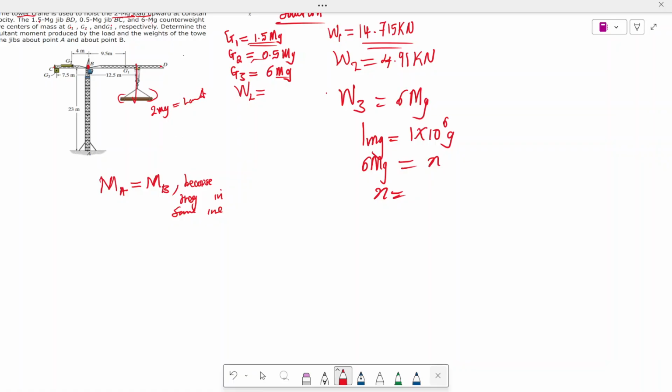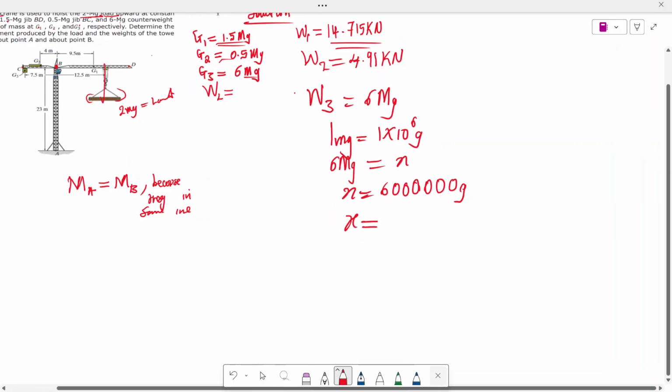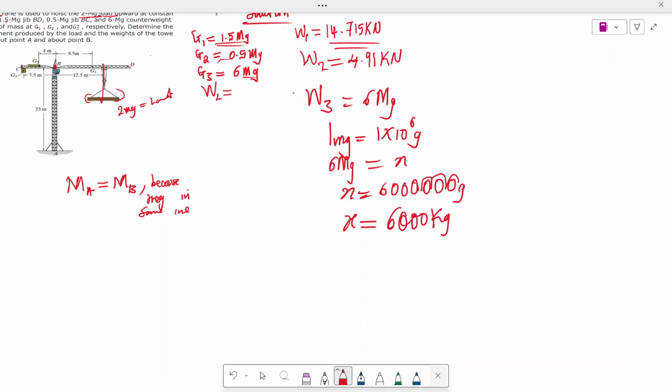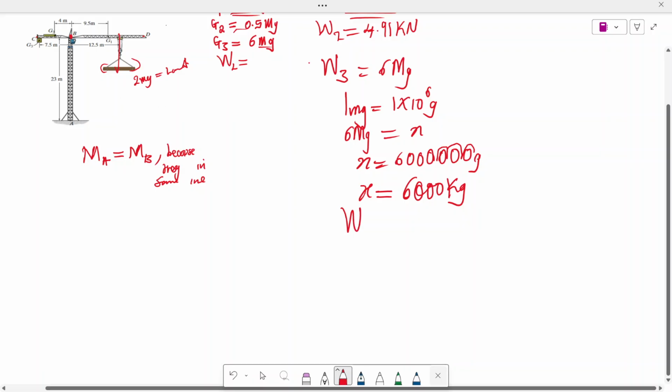So it's going to give you 6,000,000 gram. Now converting it to kilogram, it's going to be 6000 kg. Therefore, we can find the weight for 3.